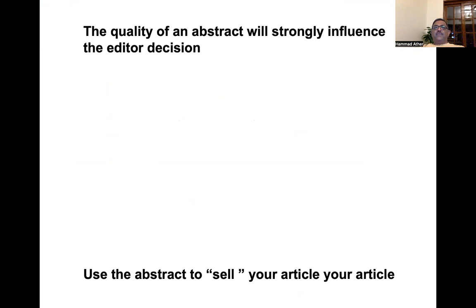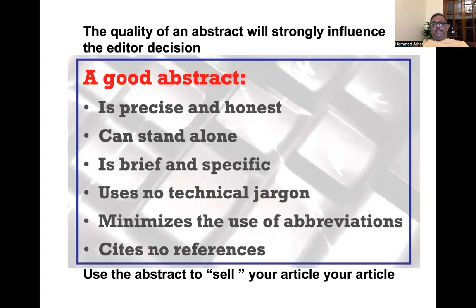The quality of the abstract strongly influences the editor's decision. Personally, I've been a reviewer and an editor for over 10 years, and the first thing that I read is the title, followed by the abstract. I read the abstract once, I read it twice, and if the third time it doesn't make sense to me, I reject the paper. I don't really need to go into the details. So the abstract has to be very well written.